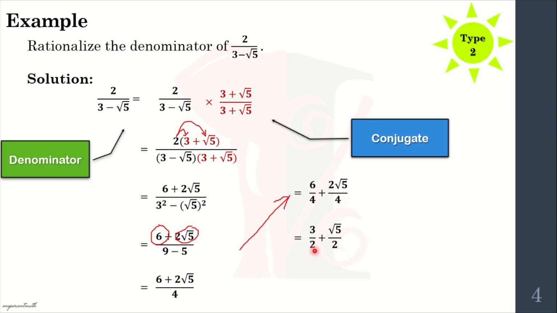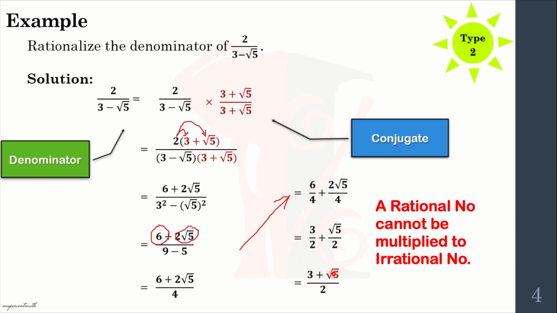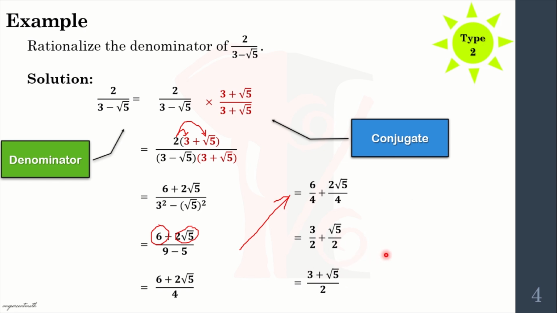Now you see the denominators are the same, right? So we need not take the LCM again. The answer will be (3 plus root 5) by 2. Again I am saying you cannot add 3 plus root 5, because 3 is a rational number and root 5 is an irrational number. Let's try the next problem.